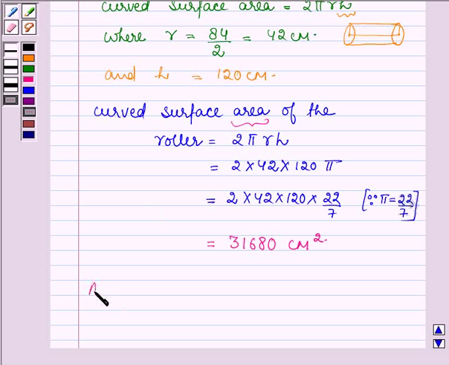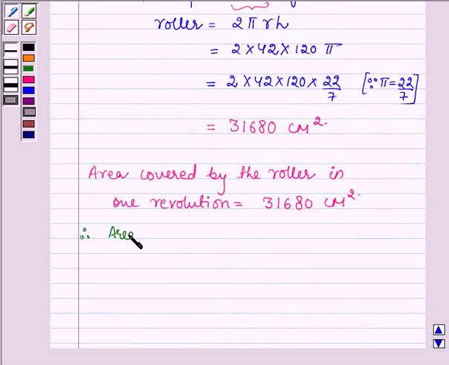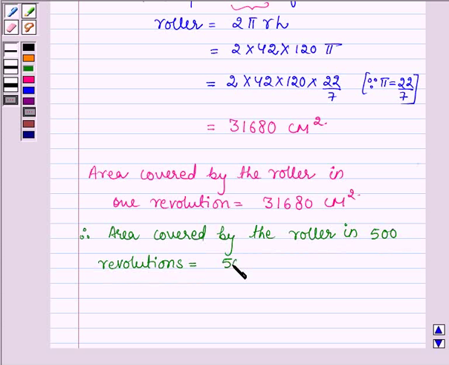Now, this implies that area covered by the roller in one revolution is equal to 31680 centimeters square, and therefore area covered by the roller in 500 revolutions is equal to 500 into 31680 centimeters square, and this is further equal to 1584000 centimeters square.